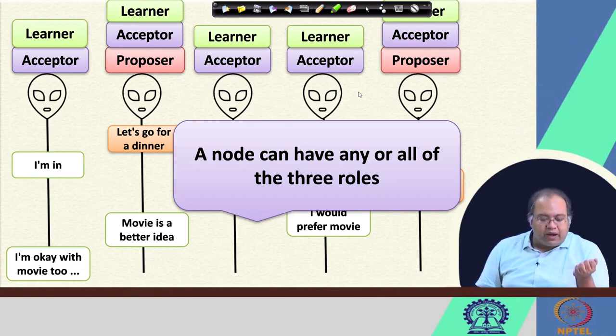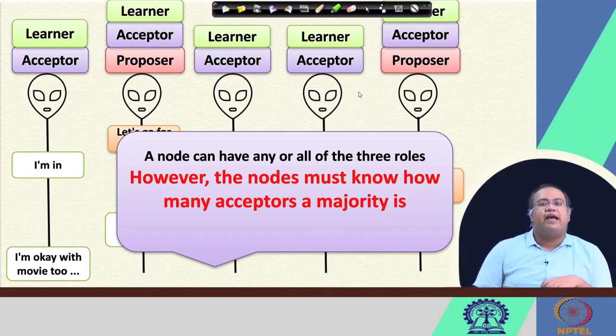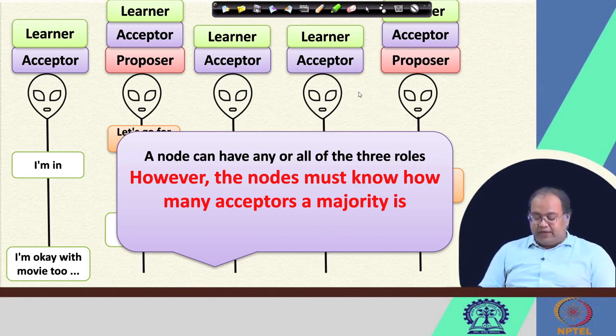Now, the interesting fact is that these nodes must know how many acceptors make a majority. For example, here in this case I have 5 acceptors, which means the majority is 3. Paxos assumes that this information is known a priori. So, you know how many acceptors there are in the system, and when you know that, you can decide what the majority is. If there are 5 acceptors, you can decide that 3 is the majority. And why do we need that information?